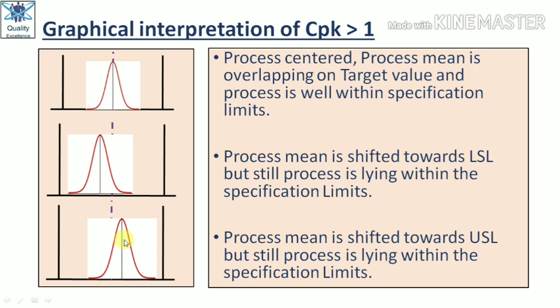And in the third scenario, it is the same on the upper side, means your process mean is lying between target line and upper specification limit, and your overall process is lying within the specification limit. In this case also your CPK will be considered as greater than 1.